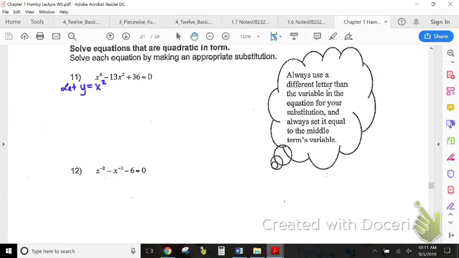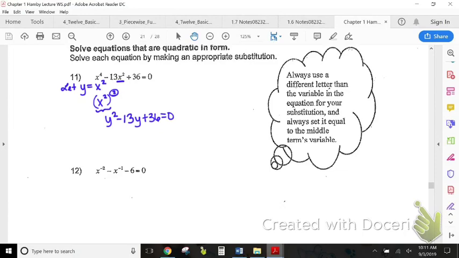Let me go back. So we know that x to the fourth is x squared raised to what exponent? The 2, right? And so therefore, we now said x squared is equal to what? Y. So we know that this is going to be y squared, going across my equation now, minus 13, what is x squared? Y plus 36 equals 0.